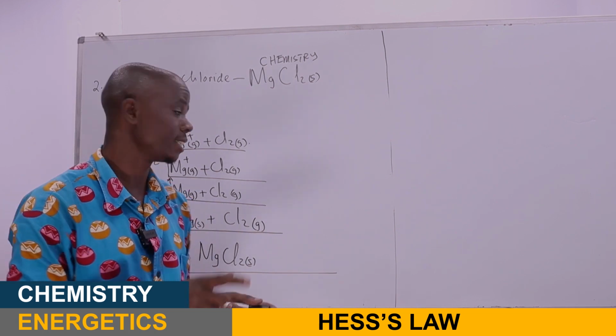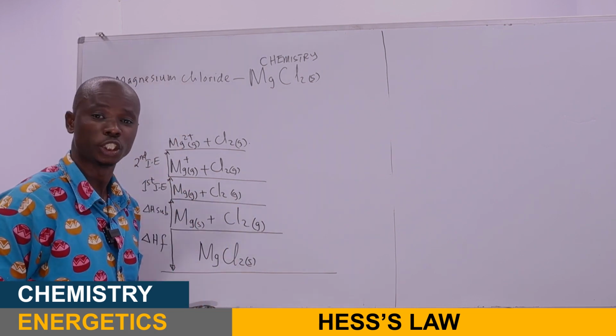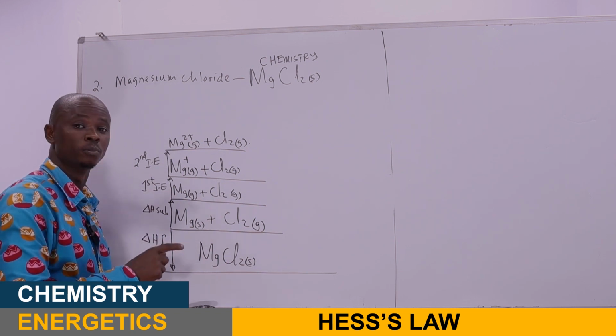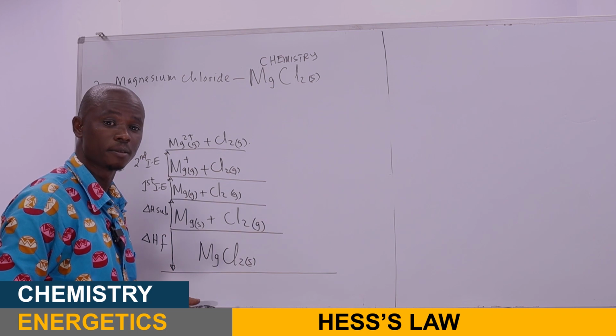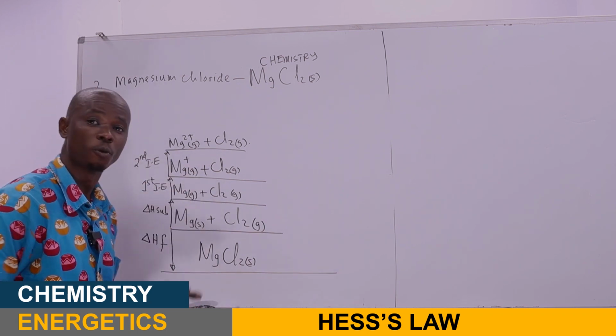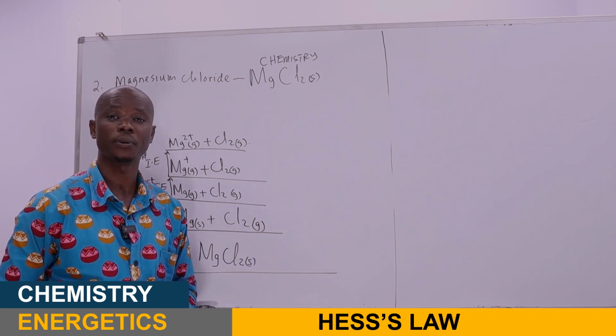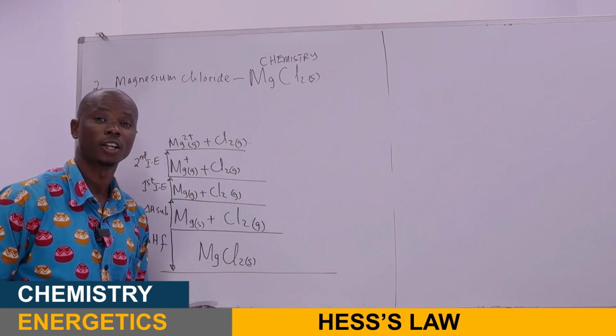This is the second ionization energy of magnesium. That means 1 electron is removed from 1 mole of a gaseous magnesium ion. So we have completed with magnesium, and we already have the cation, which is the magnesium ion. Now we go to the chlorine.